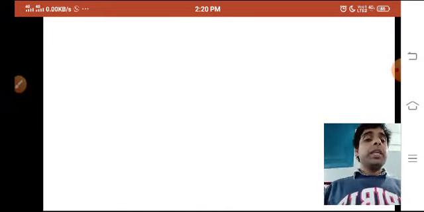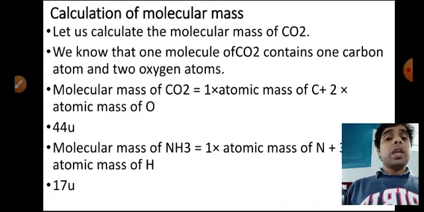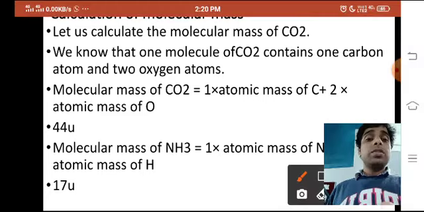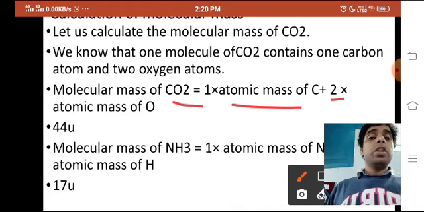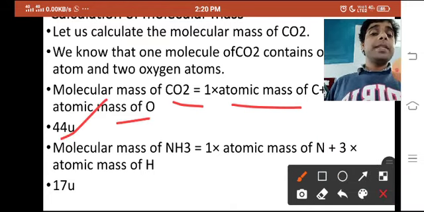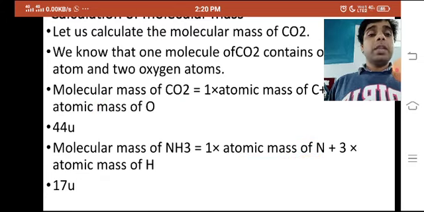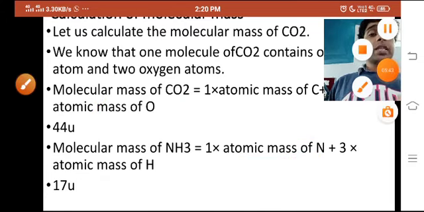Here, in the slide, it is also given: molecular mass of CO2 is equal to 1 into atomic mass of C plus 2 into atomic mass of oxygen, 44 u. Molecular mass of NH3, 1 into atomic mass of nitrogen plus 3 into atomic mass of hydrogen, 17 u. And we will calculate various types of examples also.